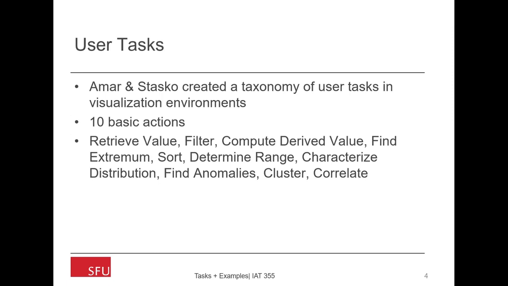As you can see from this list, the first things in the list are very simple and very straightforward, whereas the stuff near the end of the list is somewhat more complex. And to some degree, some of the latter tasks depend on the findings from earlier tasks in the list. So cluster and correlate, for example, depend to some degree on characterizing distributions. So let's get started on what the tasks are in some detail right now.